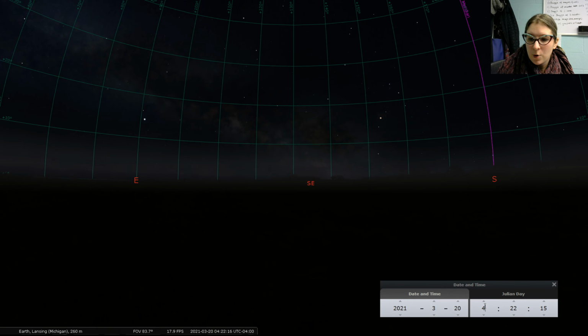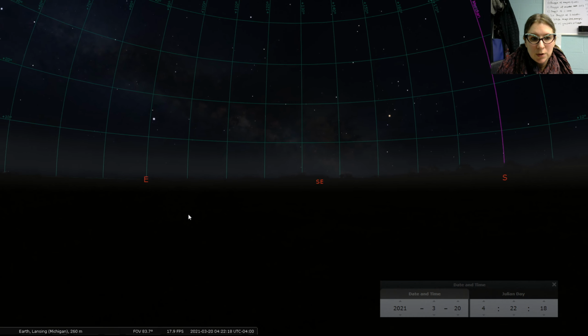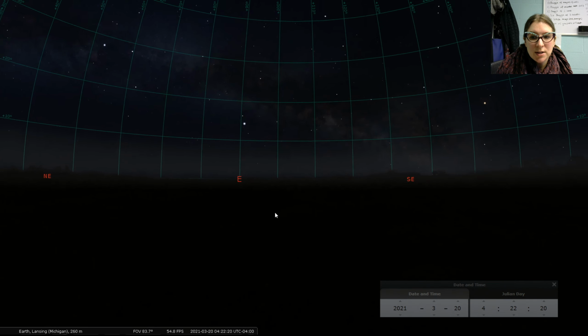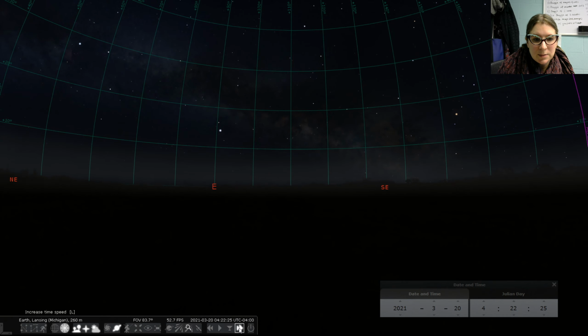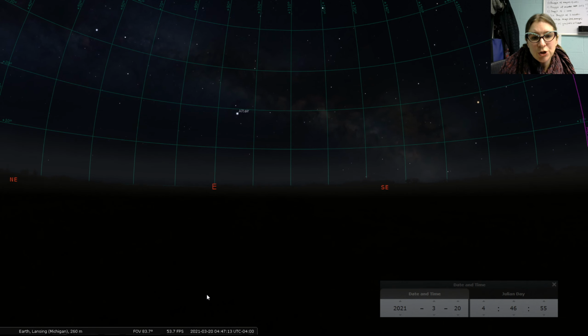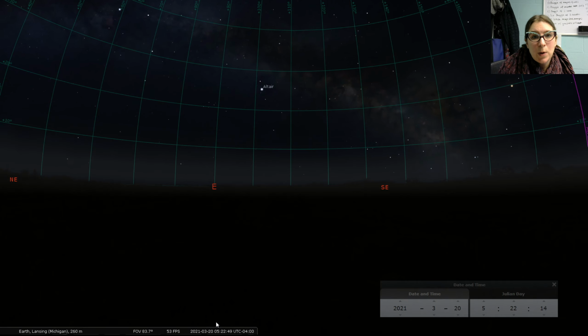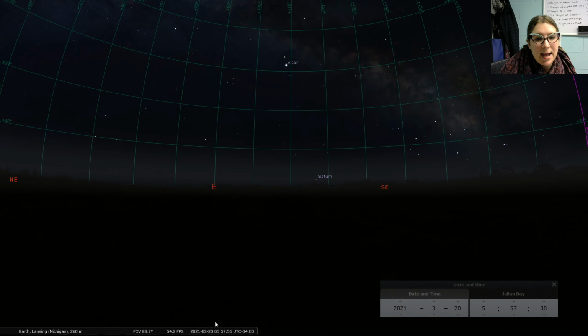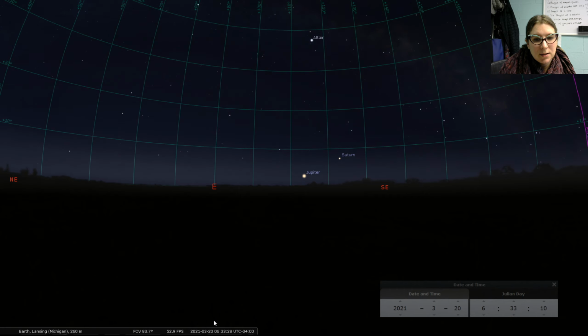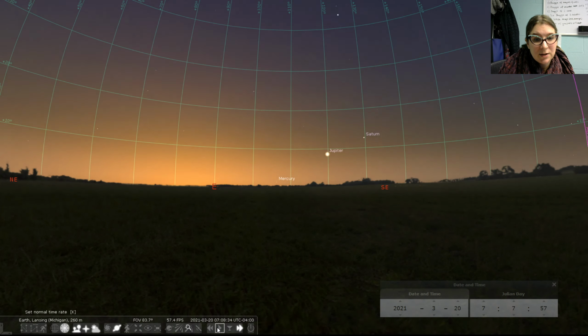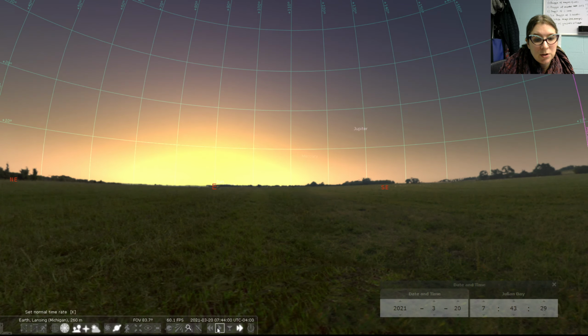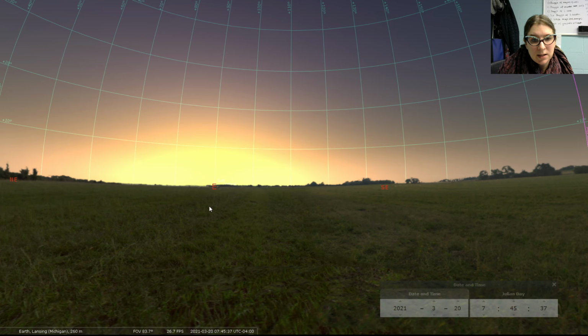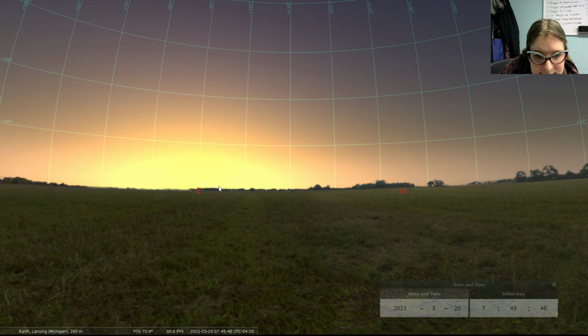So let's move us to about 4 o'clock in the morning, 4:22, so before sunrise. And we're going to watch the sun rise here. So we're going to speed time up again, just like we did, and let's see where the sunrise is. Make a prediction in your head and see if you're right. We have Jupiter and Saturn right before the sun rises, which is nice. And I'm going to pause it. So there's our sun rising.